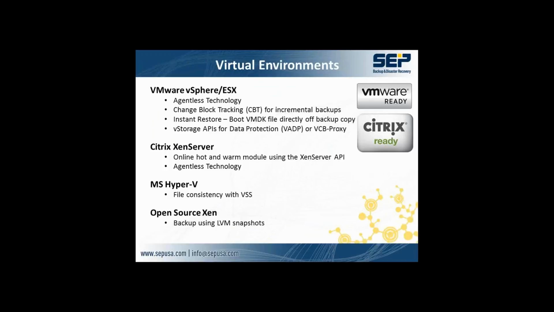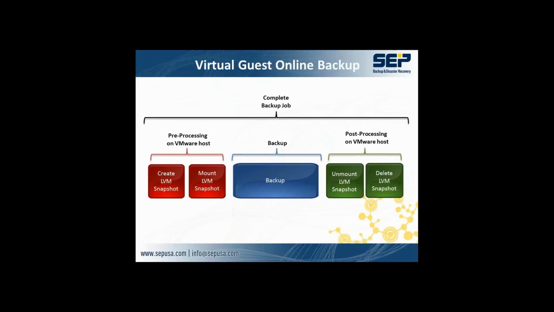full image level backups. The way that we typically do a backup of a VM is we create an LVM snapshot, we mount it, we back it up, we unmount it, and we delete it. So it's a very straightforward and clean process. We don't have a lot of extra things that are left laying around. It cleans everything up and keeps it nice and tidy and works very efficiently.